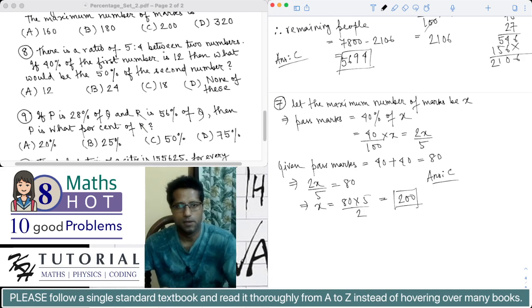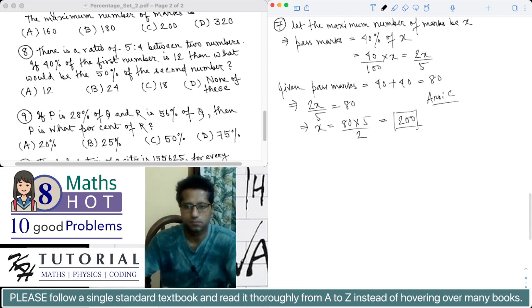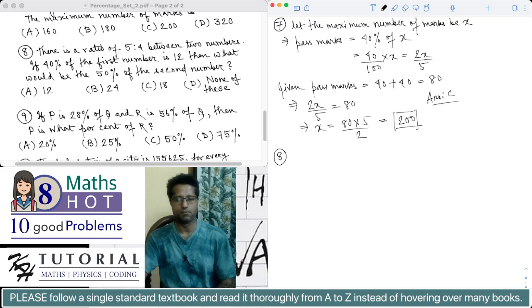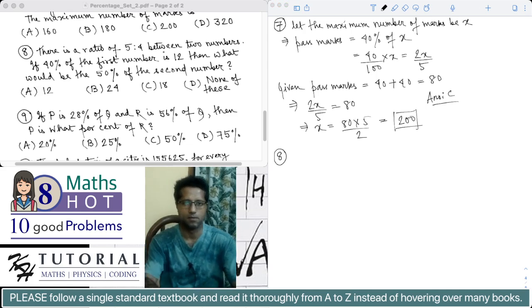Okay, let's do problem number 8. There is a ratio of 5:4 between two numbers. So two numbers are in the ratio 5:4, and if 40% of the first number is 12, then what would be 50% of the second number?